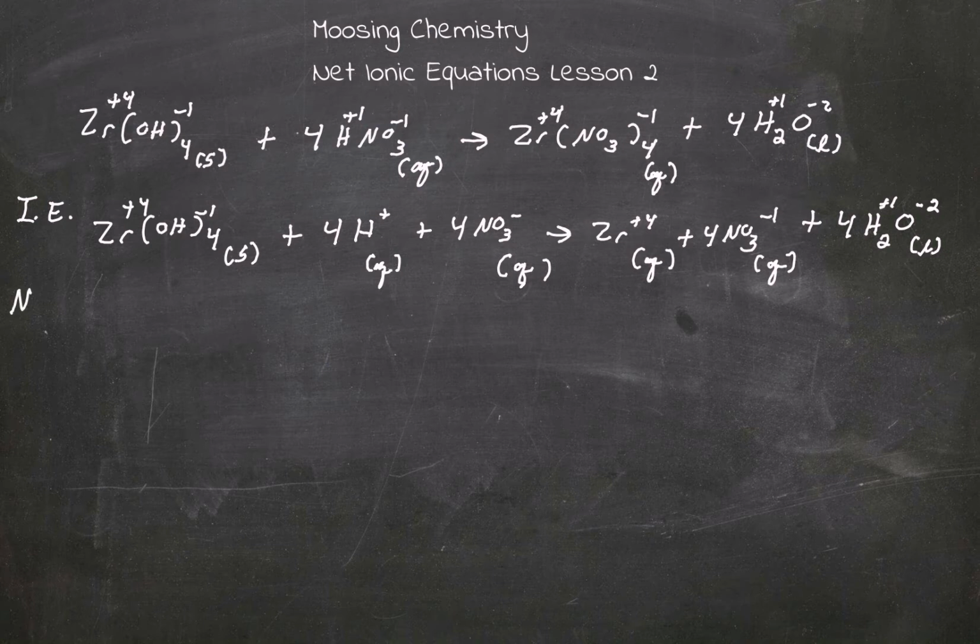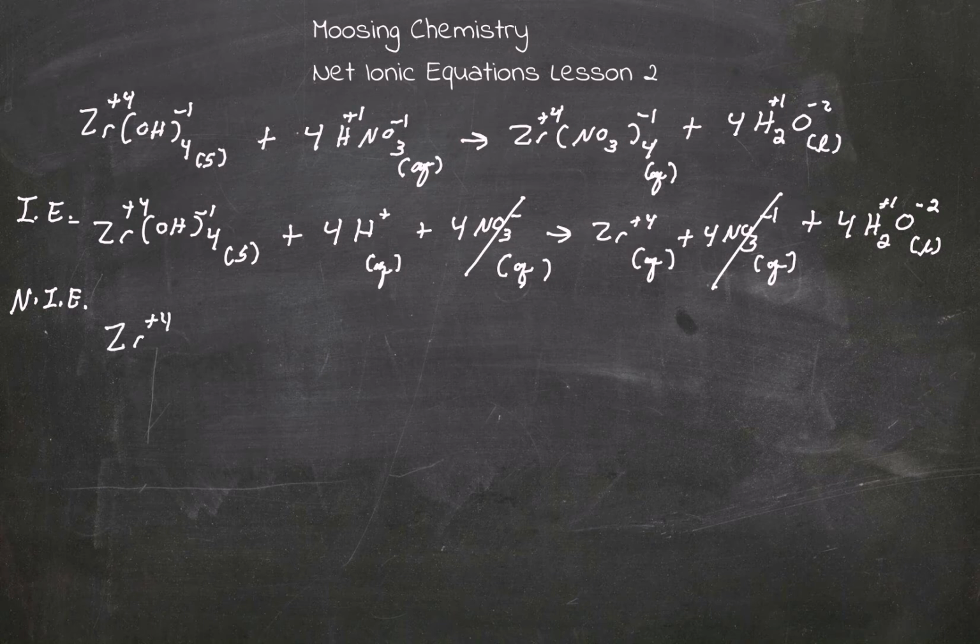So let's look at our net ionic equation for this particular one. Okay, can we touch the H's? And the H's, no, because they're aqueous here and they're liquid here. So we can't touch it. Our nitrates we can touch because they're aqueous on both sides. So that's a spectator and that's a spectator. And our Zr's go from solid to aqueous, so we can't touch that. So the net ionic equation is going to look something like this.